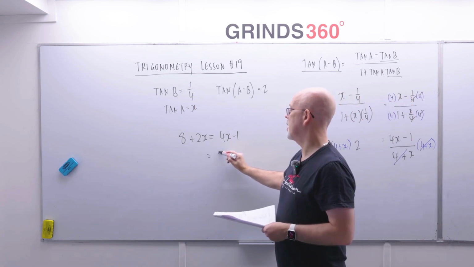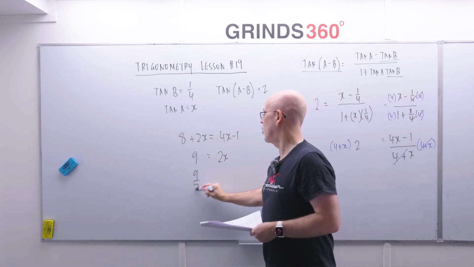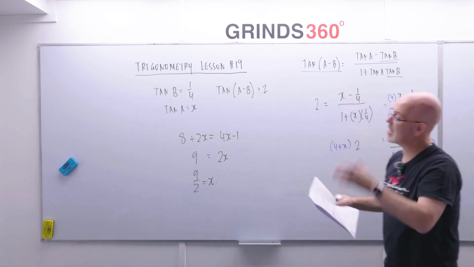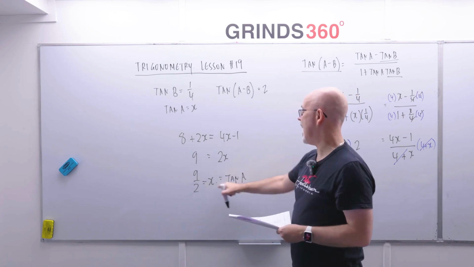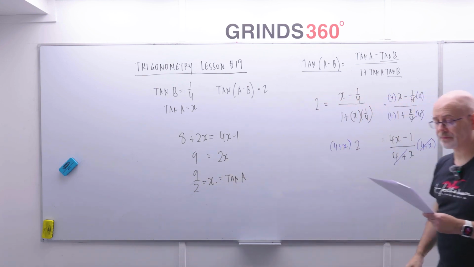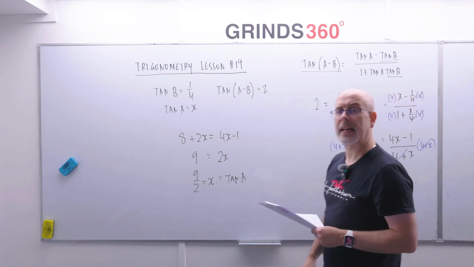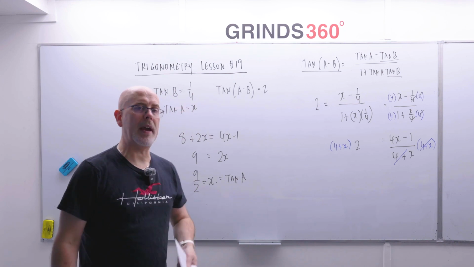It's easy enough to solve for x there. Bring the 2x across and I get 2x equals 9, so x equals 9 over 2. So that's what tan A is. Tan A is 9 over 2, and that's just using a formula as we've done already. That's the first part.